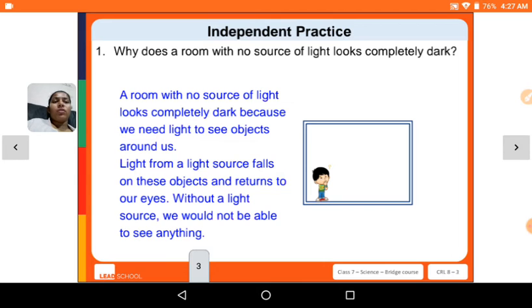A room with no source of light looks completely dark because we need light to see an object around us. Light from a light source falls on this object and returns to our eyes. Without a light source, we will not be able to see anything.